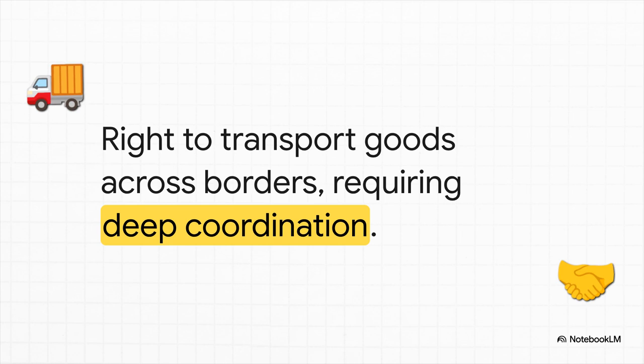Sometimes these tools overlap in really fascinating ways. Take a look at cabotage. Now, that might sound like a fancy French cheese, but it's actually the right of a foreign firm to transport passengers or goods strictly inside another country's borders. Think about it. To allow a foreign truck driver to cross your country, you have to intertwine physical national security measures with very specific economic rules. It's a surprising, real-world example of how deeply intertwined these tools truly are when they're used cooperatively.